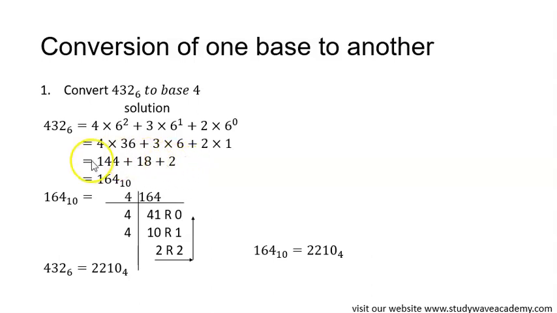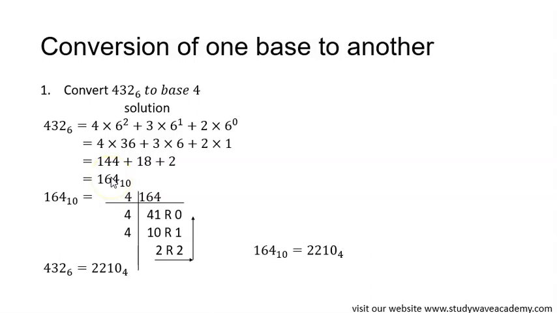So what do we do next? We add everything together, right? When you add everything together, what is going to be your answer? 144 plus 18 plus 2 is going to give us 164 base 10, okay? So we have converted 432 in base 6 to base 10. This is the base 10 of it, okay?